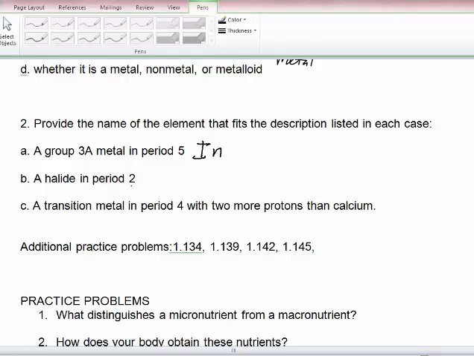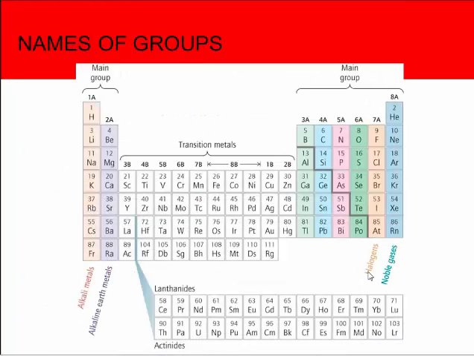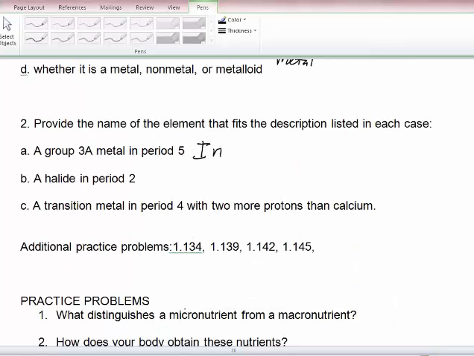A halide in period 2. A halide in period 2. So halides are halogens. In period 2, we have period 1. Period 2, F, is the halide in period 2. It's fluorine. Again, we'll just label that F.